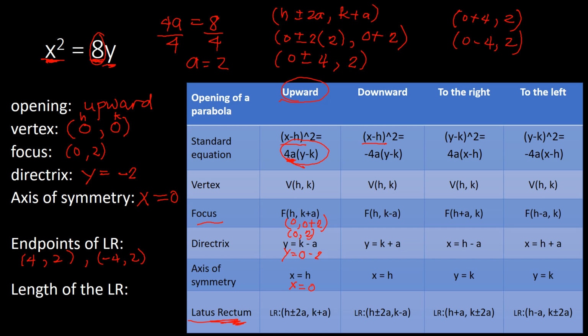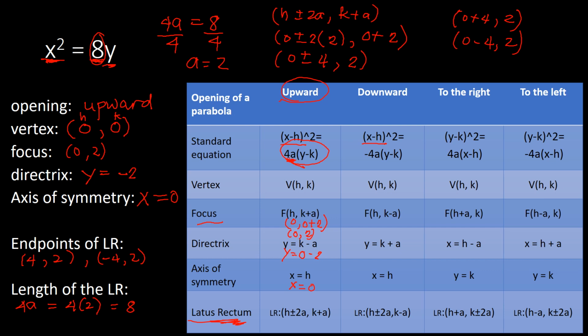So those are our endpoints of the latus rectum. Now, going back to the length of the latus rectum, the length of the latus rectum will always be 4a. So once we multiply our a with 4, so 4 times 2, this is equal to 8. So our 4a there is 8.